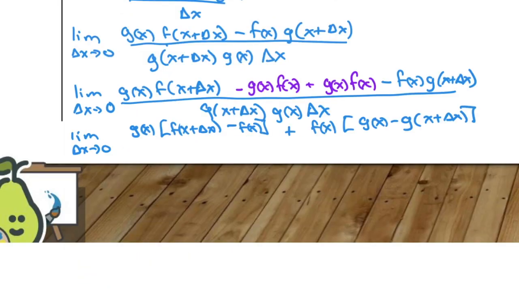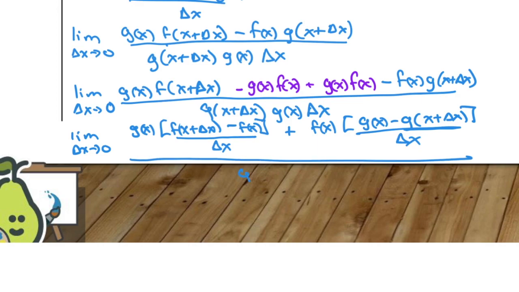Now think about your denominator. Each of these pieces needs to be divided by delta x. So I'm going to conveniently place them here. And all of this will be then divided by g of x plus delta x times g of x. All right, so I'm hoping that you see where we're going with this. f of x plus delta x minus f of x over delta x is, dun, dun, dun, a derivative. The second one is backwards though.